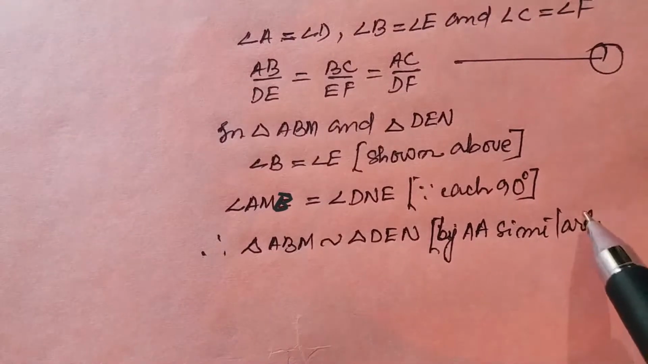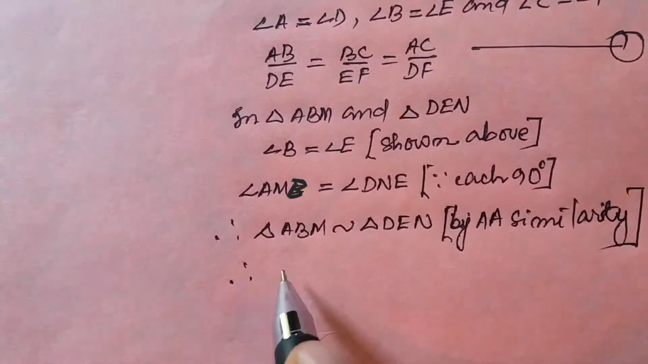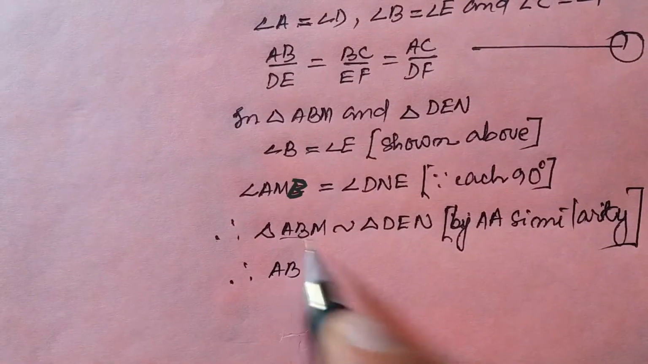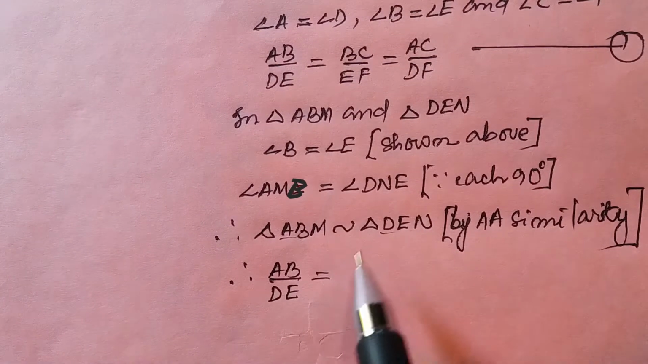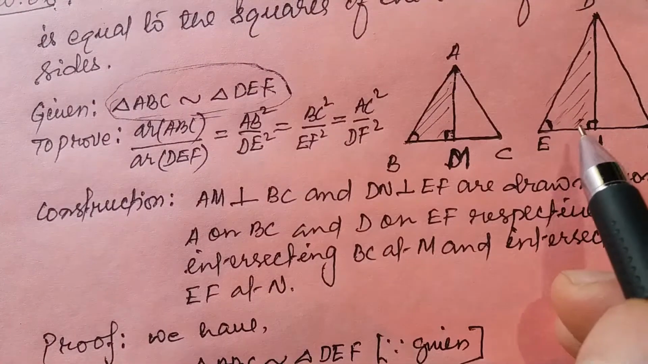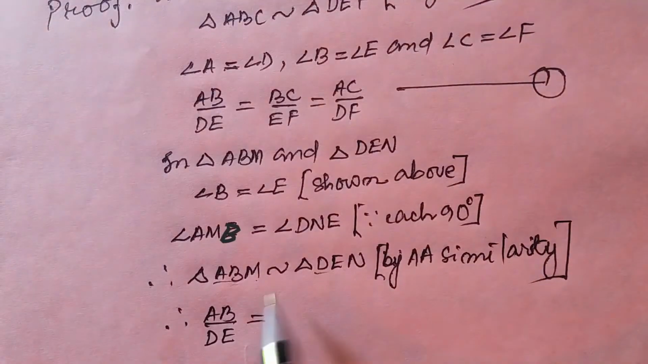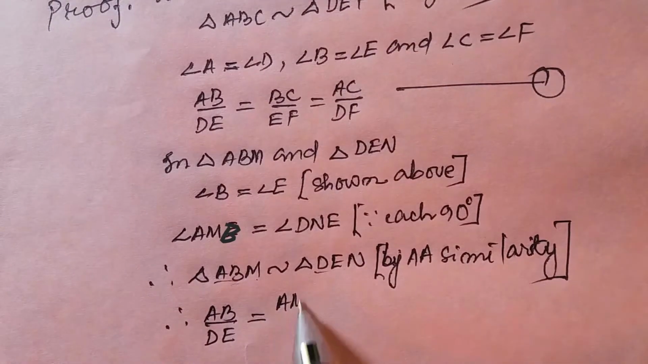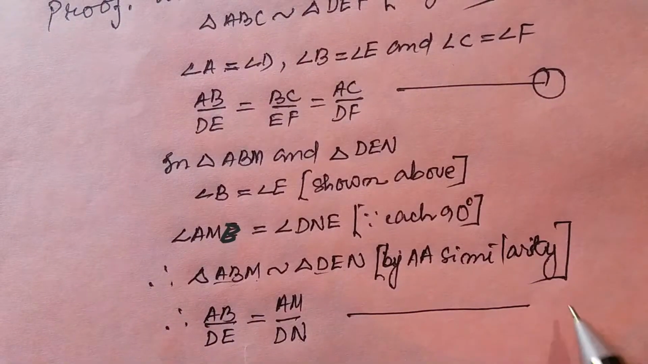Now what happens when two triangles are similar? The corresponding sides are proportional. Therefore AB by DE is equal to BM by EN, which is equal to AM by DN. So I'm going to take the last one, AM by DN. Let's call this 2.